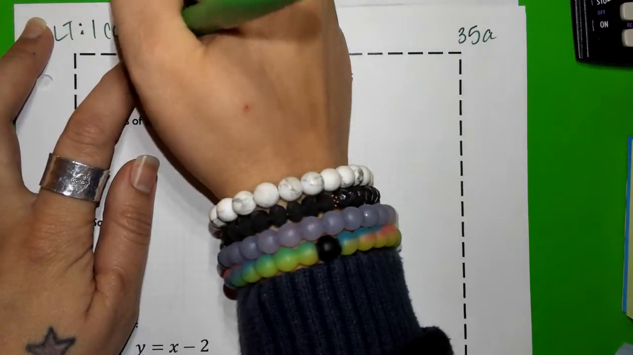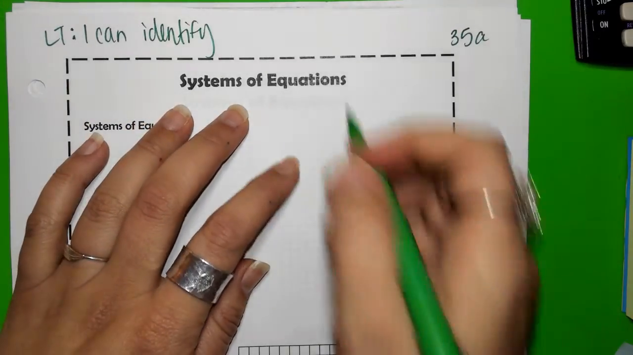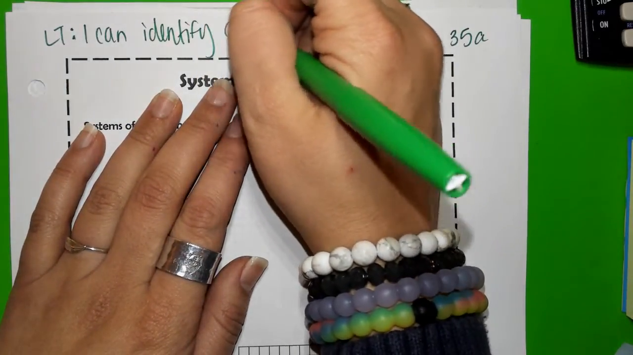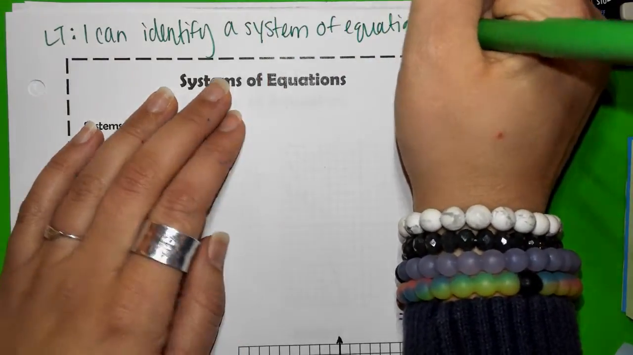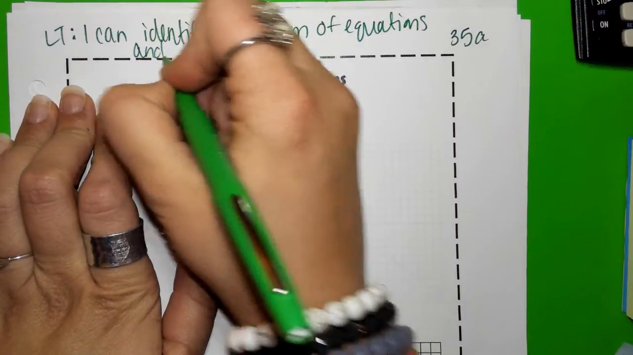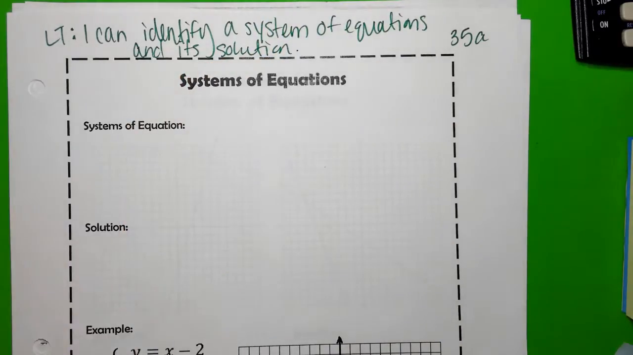I can identify a system of equations. And let's add a part to it. And its solution. So that's level 1 just because we are identifying. Can anybody tell me how we can turn that level 1 system of equations into a level 2?